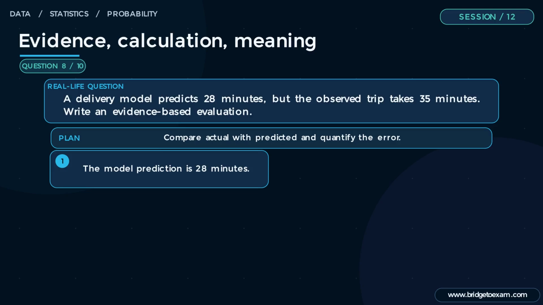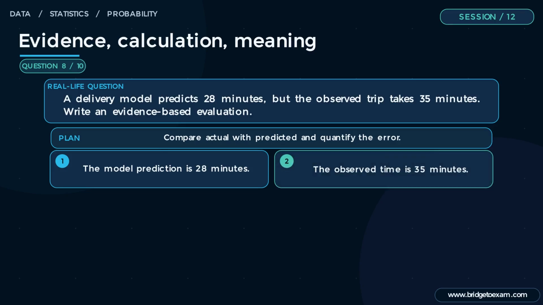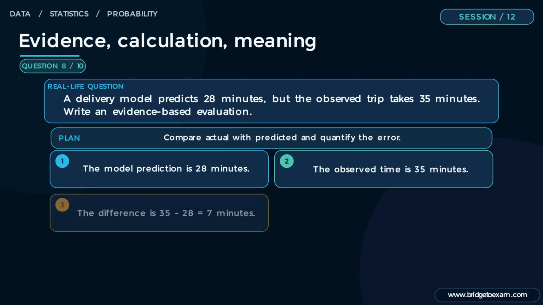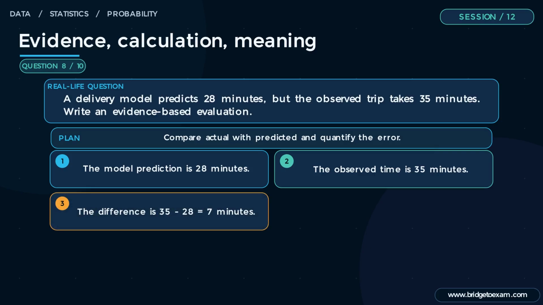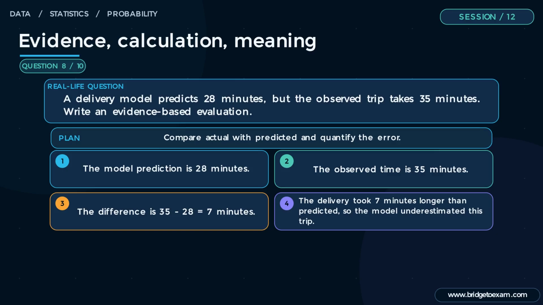Step 1. The model prediction is 28 minutes. Step 2. The observed time is 35 minutes. Step 3. The difference is 35 minus 28 equals 7 minutes. Step 4. The delivery took 7 minutes longer than predicted, so the model underestimated this trip.